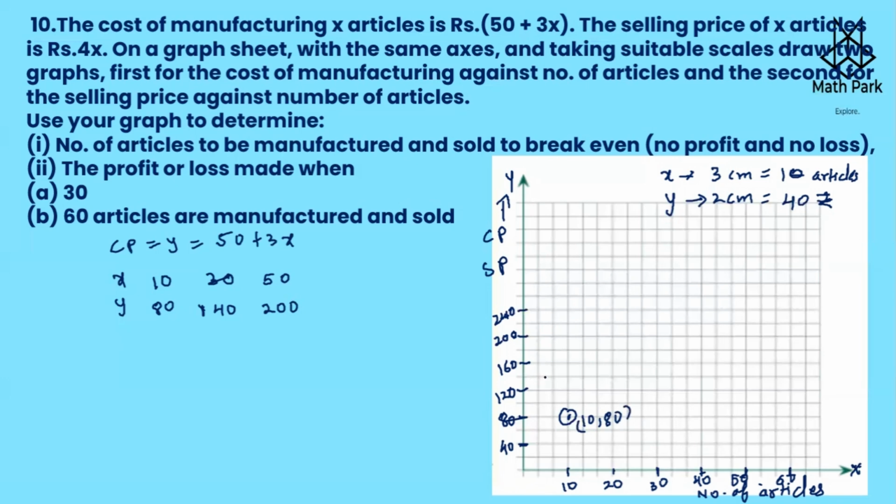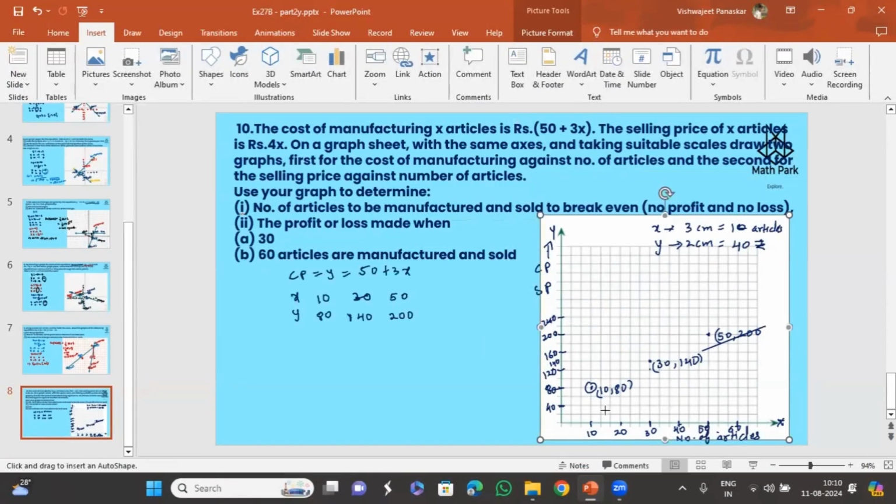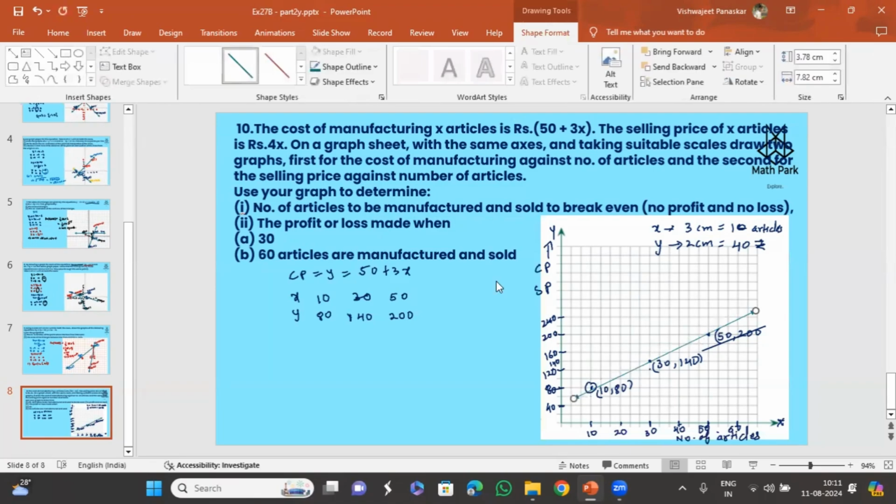140 is exactly between 120 and 160. So this point is your 30 comma 140. And the next point is 50 comma 200. So 50 on the x-axis and 200 on the y-axis. So this is your 50 comma 200. Now let us draw the line joining these points. So this is how our graph for cost price is ready.